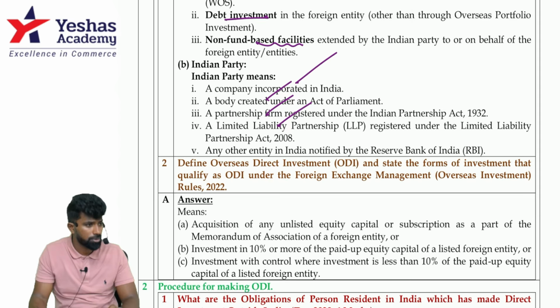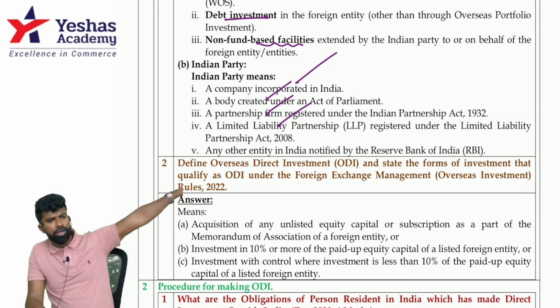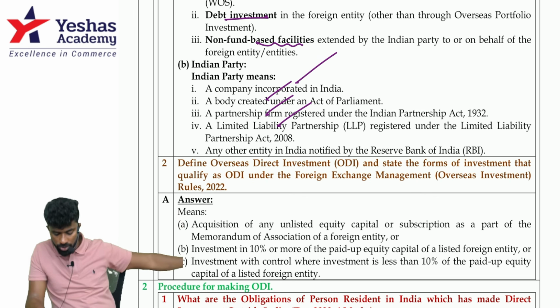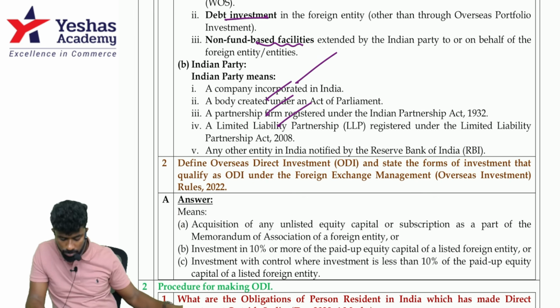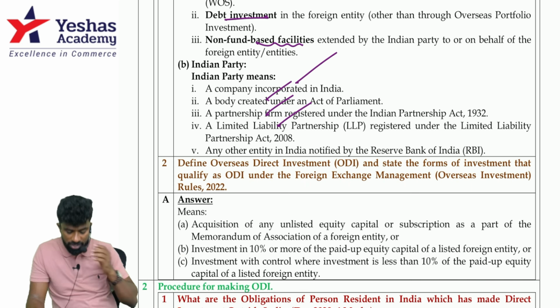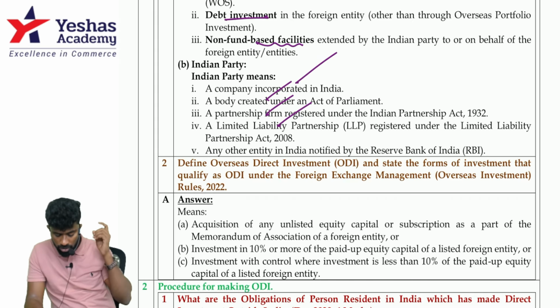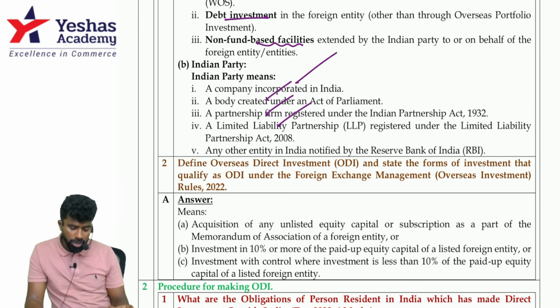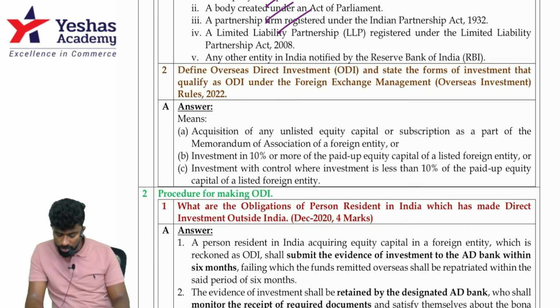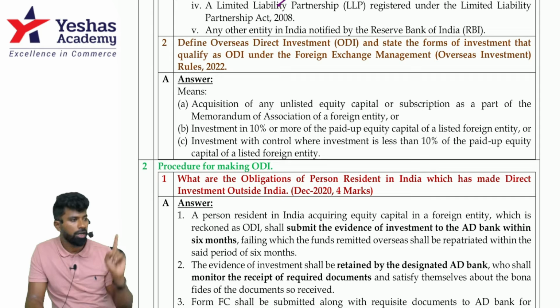Define ODI. What is ODI? Read. Acquisition of unlisted equity capital or subscription as a part of the memorandum of association of a foreign entity, or investment in 10% or more of the paid up capital of a listed foreign entity, or investment with control where investment is less than 10% of the paid up equity capital of a listed foreign entity.